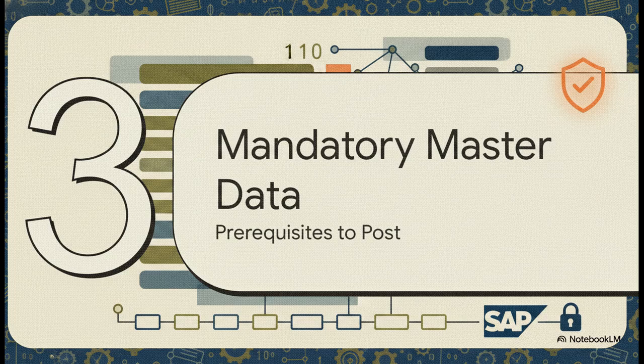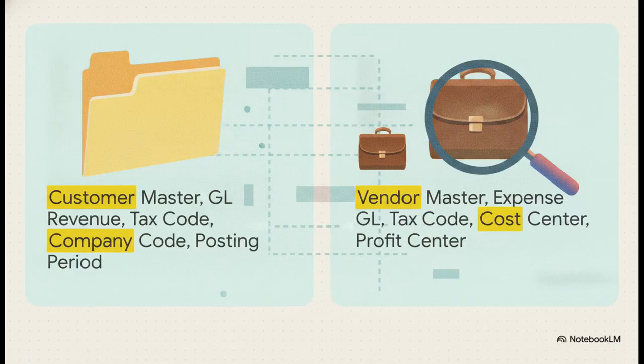All right, Section 3, mandatory master data. Let's see what kind of foundational data we actually need before we even attempt to make a posting. As you'd expect, both transactions need some baseline organizational data to even function. You absolutely have to have your company code, tax codes, posting periods, document types, and number ranges active. But take a close look at FB60. It has some really strict requirements on the controlling side, specifically cost centers and profit centers.